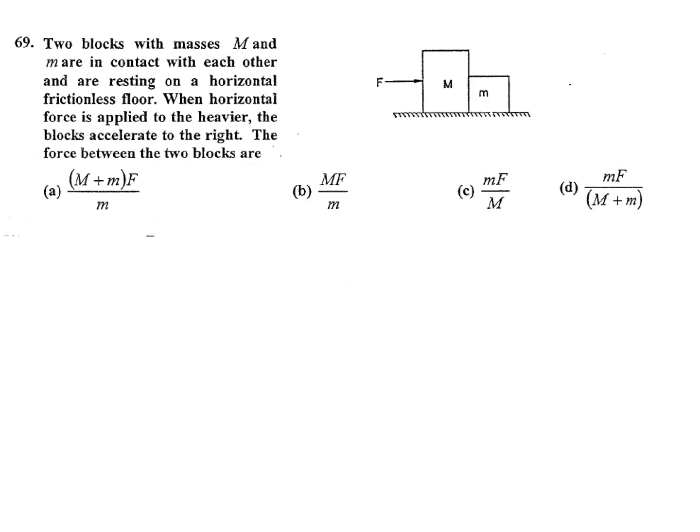Two blocks with masses capital M and small m are in contact with each other and are resting on a horizontal frictionless floor. When a horizontal force is applied to the heavier, the blocks accelerate to the right. The force between the two blocks is how much?